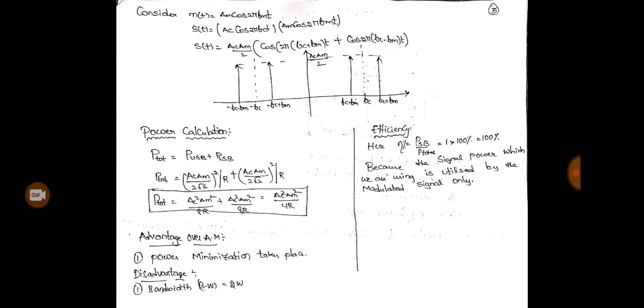That's all. And what is the advantage of DSBSC over AM modulation? Power minimization takes place in the DSBSC. Why? Because we are not transmitting the carrier, but in the AM we are transmitting the carrier along with the modulated signal. So we are minimizing the power in the DSBSC. But what is the disadvantage? The disadvantage is that the bandwidth remains the same, friends. That is, the bandwidth is 2W.